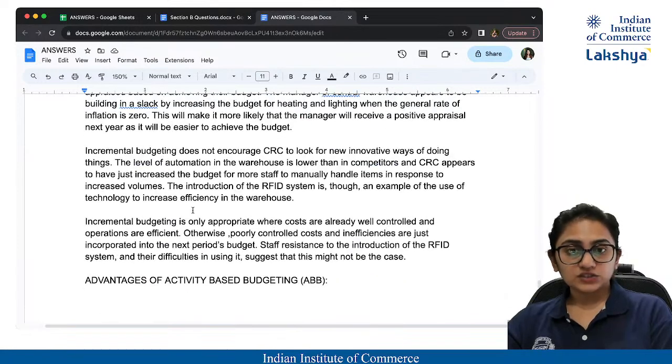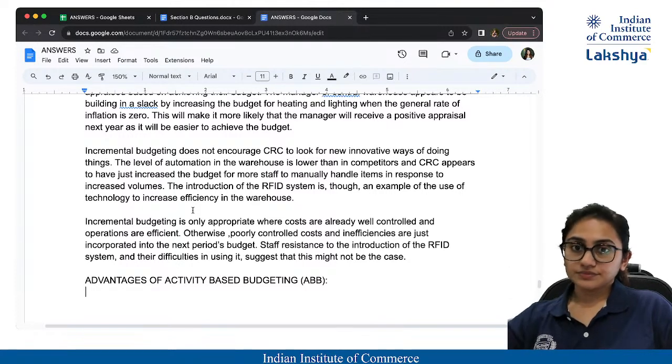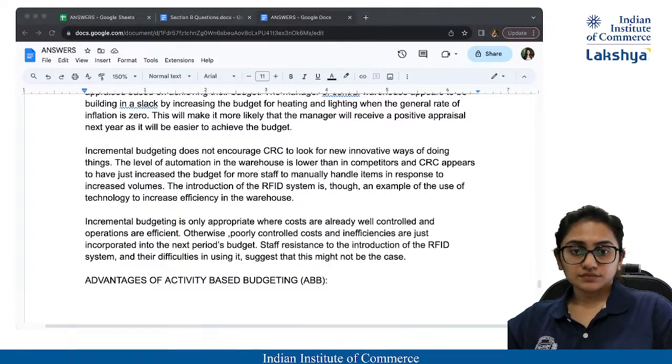So before that, I'll just quickly check the comments, and till then you guys think of points to write in the advantages of activity based budgeting. Okay, so I'll quickly check the comments.